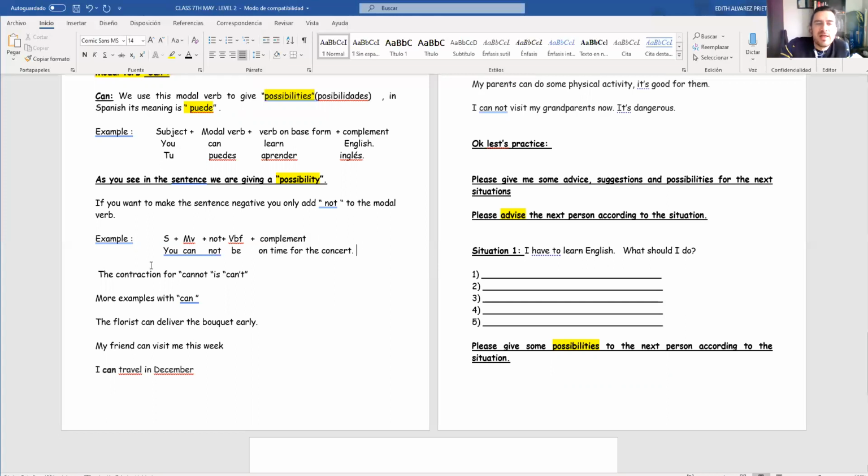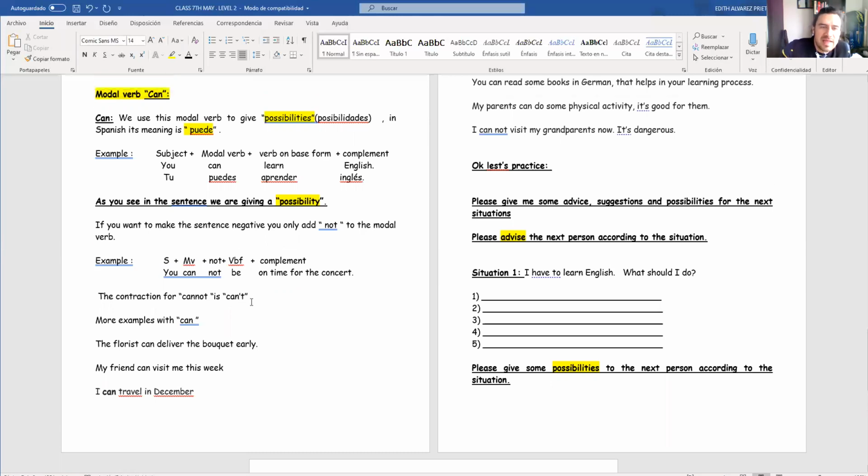¿Listo? The contraction for cannot is can't. Okay? Can't. Tiene que sonar la T cuando es negativo. ¿Listo? Can't. Les queda muy difícil, acuérdense, los de cannot, should not, mientras le van cogiendo el tiro. ¿Listo?